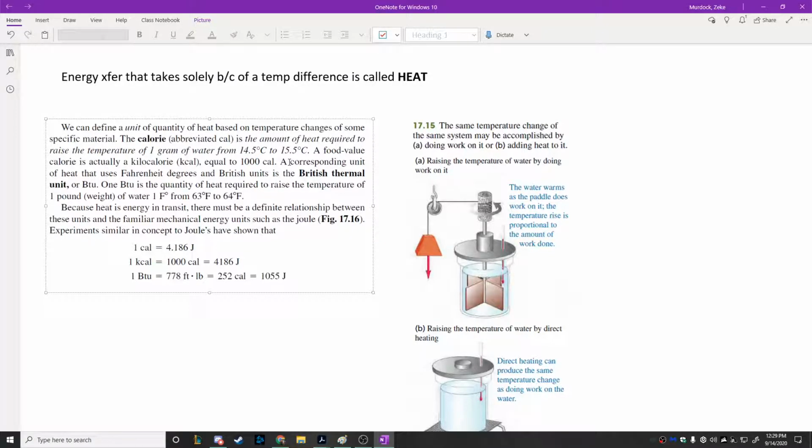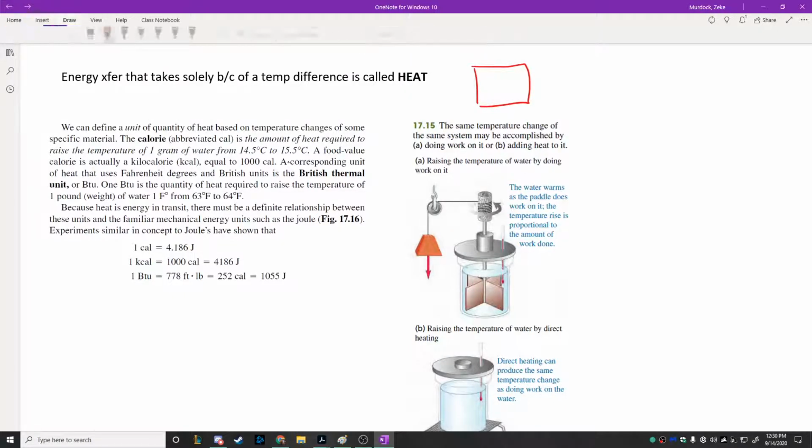So the way we define heat in physics is an energy transfer that takes place solely because of a temperature difference. So when you have two objects that have different temperatures, there's going to be heat that flows. Heat is a noun because it's energy. Yeah, it actually is a noun. I'm sorry, me saying that it's not a noun is the wrong way of saying it. Saying it isn't a thing is a better way of saying it.